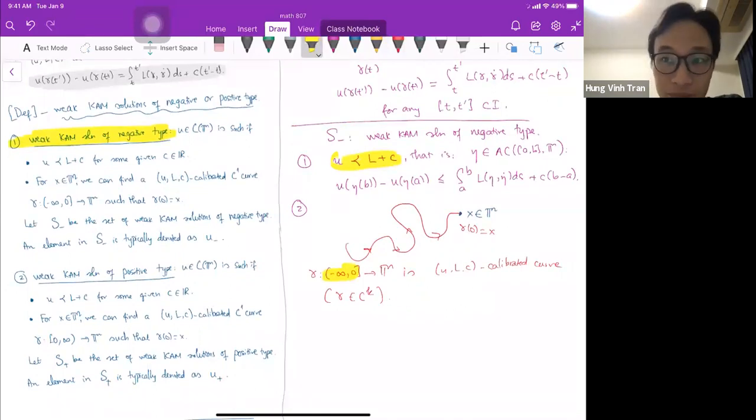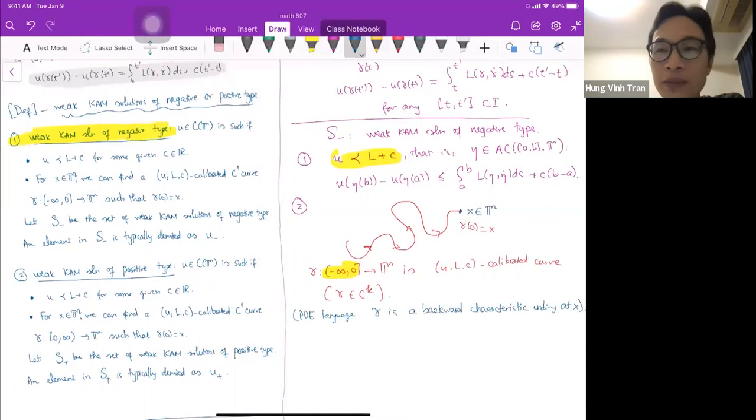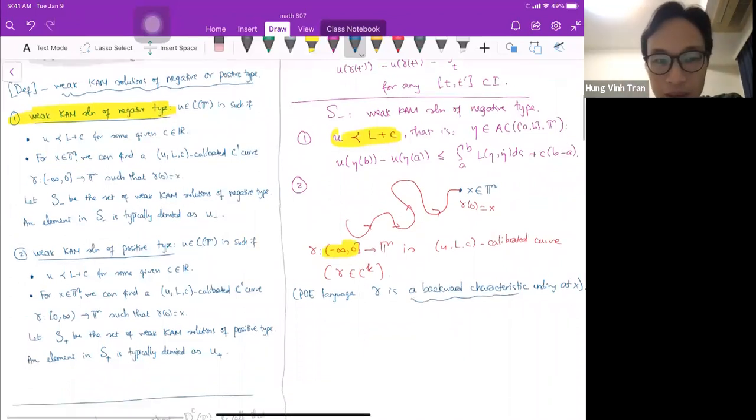And in the PDE language, people say that gamma is a backward characteristic ending at x. This is always a little bit confusing for me, what we say by ending or starting. I just meant here that gamma(0) equals x, okay? And backward characteristic is very important. You're going to see later on.